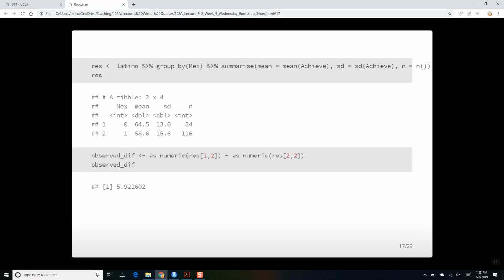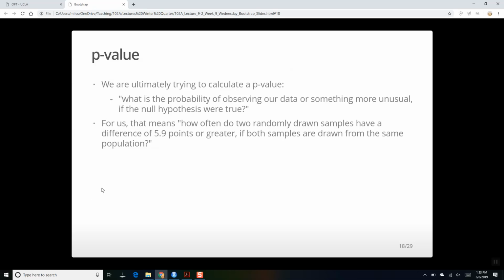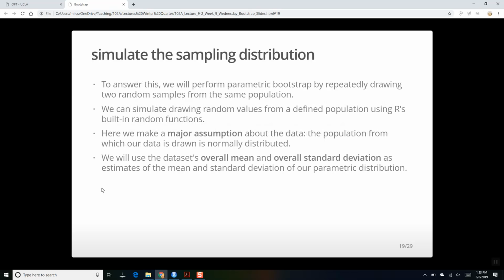Okay, so how often do I get this observed difference just from random chance if I'm drawing one sample from this population and another sample from the same population? So we want to create a sampling distribution. So when we do this sampling distribution, in parametric bootstrap, we're going to make several major assumptions, okay? And we can have debates about whether or not these are good assumptions, okay? If you're willing to make these assumptions, then this is okay. If you say these are bad assumptions, then don't do parametric bootstrap, okay?